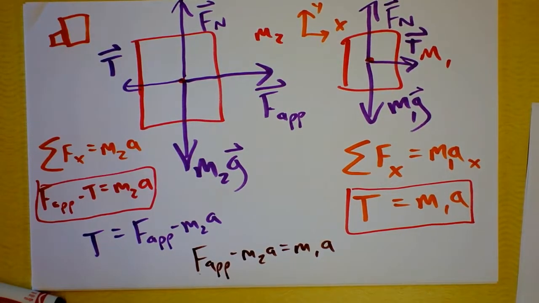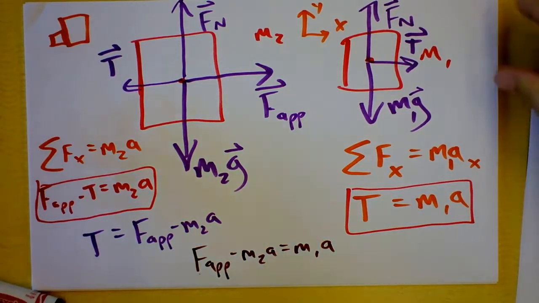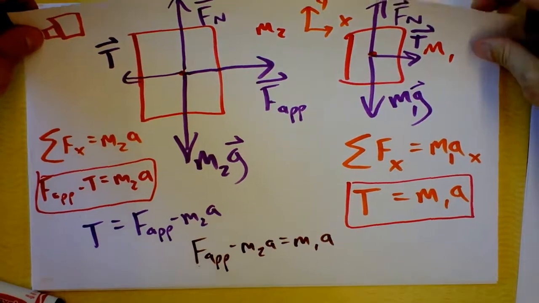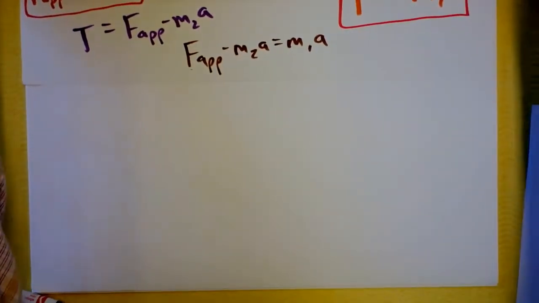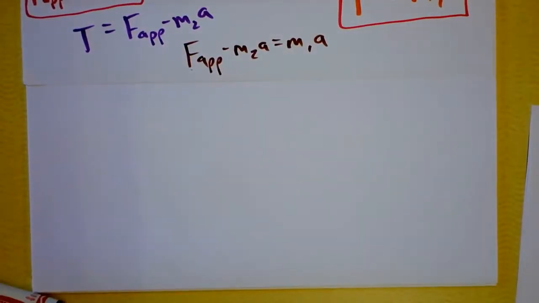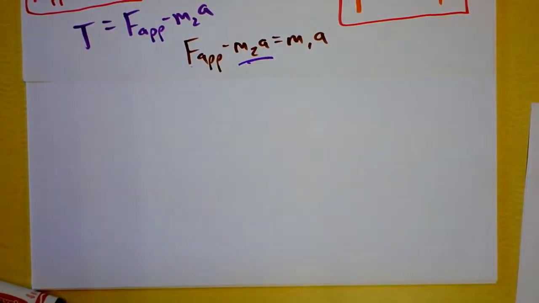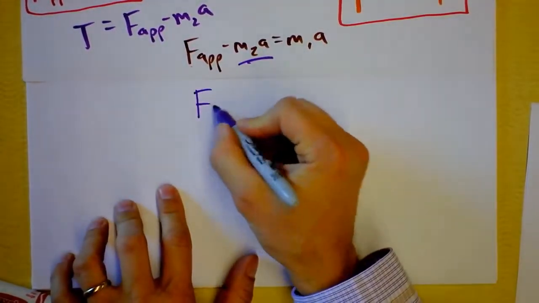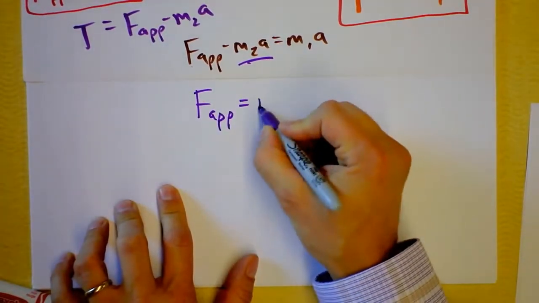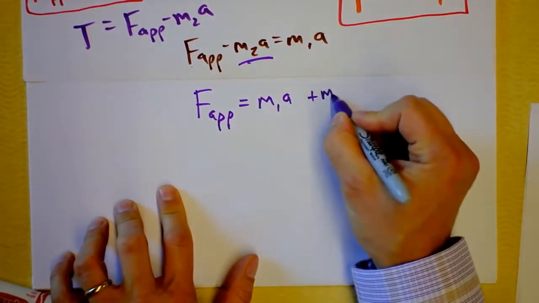What are we trying to find, A? Yeah. It's an algebra problem now, right? Yeah. What do you do? I would add M2A to the other side. You're talking about this term here, you would add that to both sides? Yeah. I think that's a fine idea. I'll do that as well. I get F applied equals M1A plus M2A.